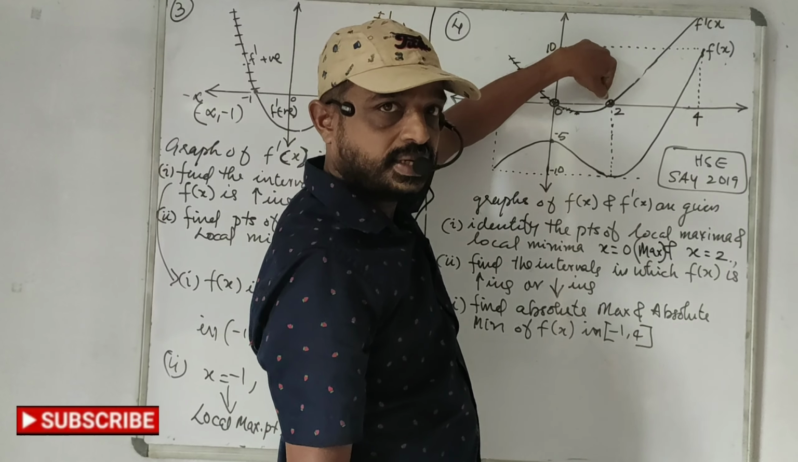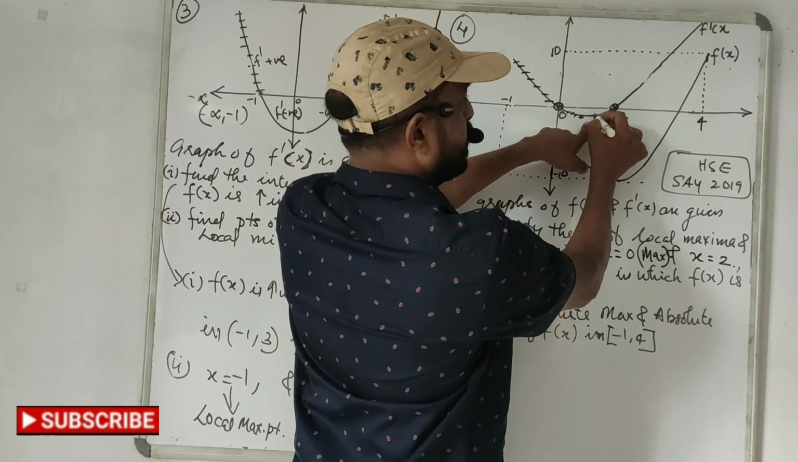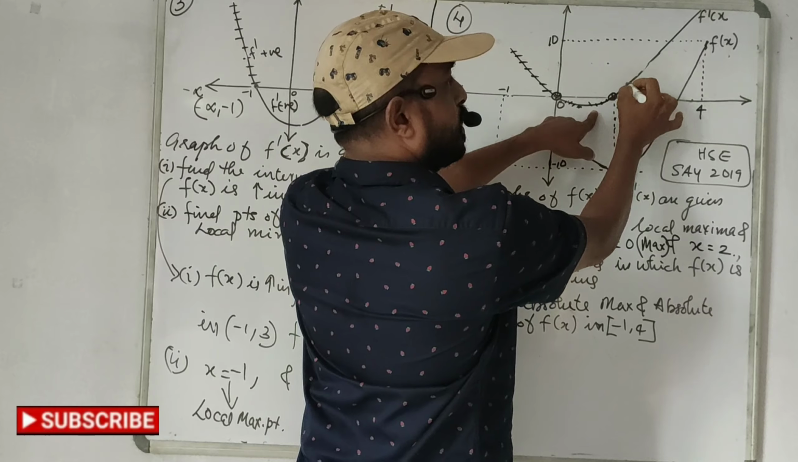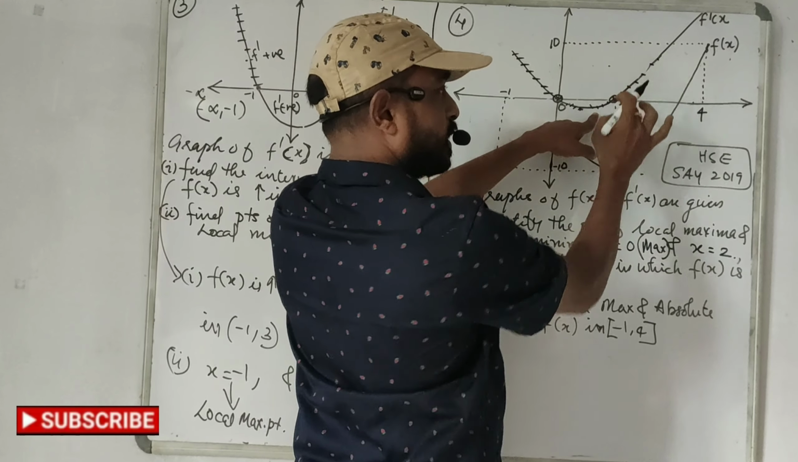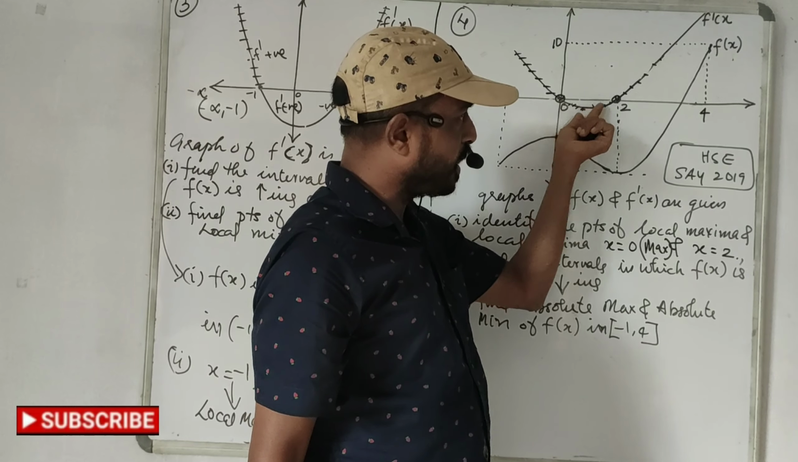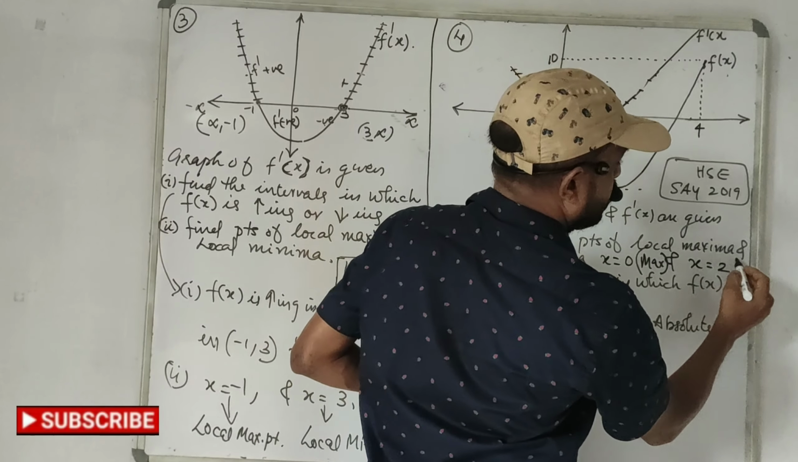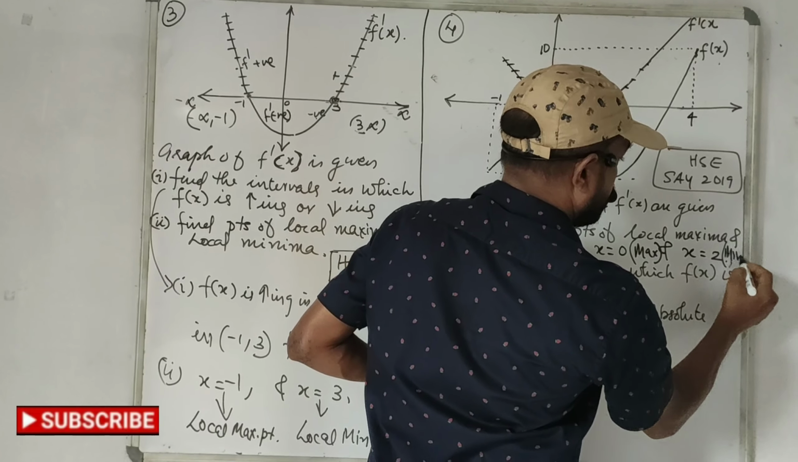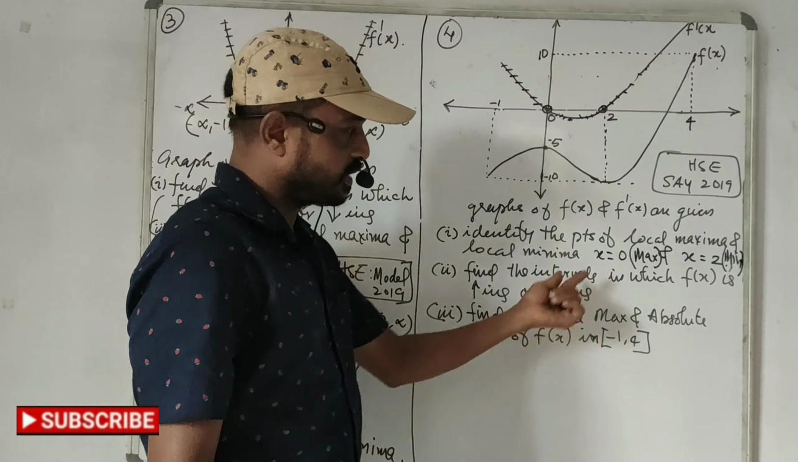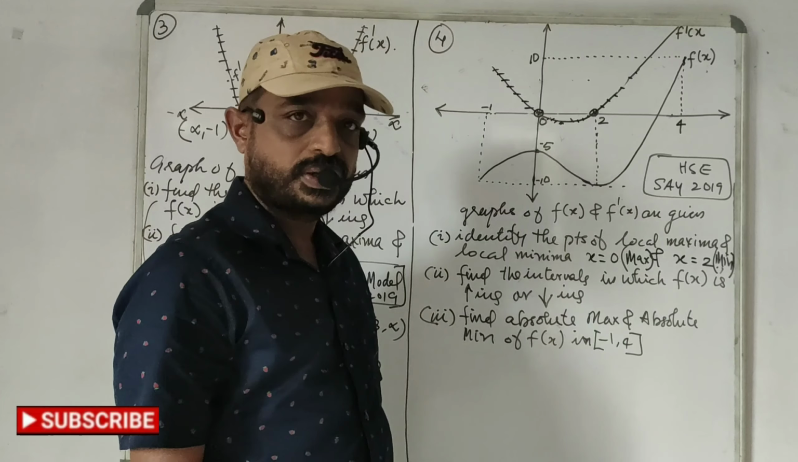But at the point x equal to 2, this is the graph of f dash of x. Here f dash of x is negative, but here f dash of x is positive. So at the point x equal to 2, f dash of x changes its sign from negative to positive, so it is a point of local minima. So x equals 0 is a point of local maxima and x equal to 2 is a point of local minima.